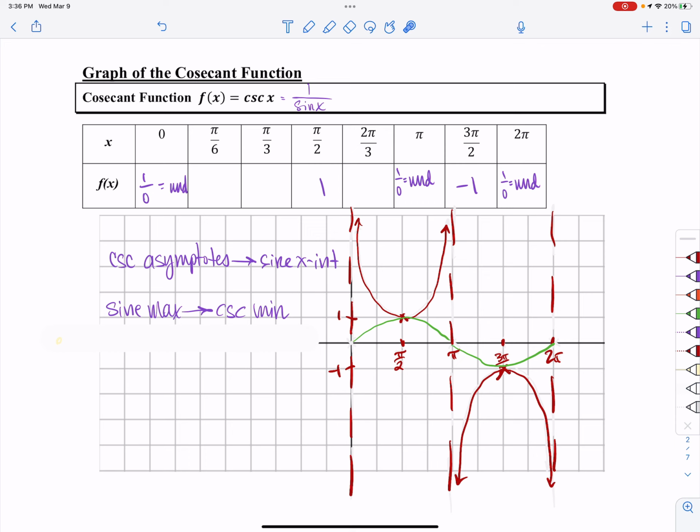Now, this just ends up being a relative minimum. It's not an absolute minimum, but it's a minimum in its own little neighborhood. And then lastly, the sine minimum ended up being the cosecant maximum. All right, so that's going to be the parent graph of your cosecant. I don't need that green guy in there. I don't need the sine in there for the cosecant graph to be complete.